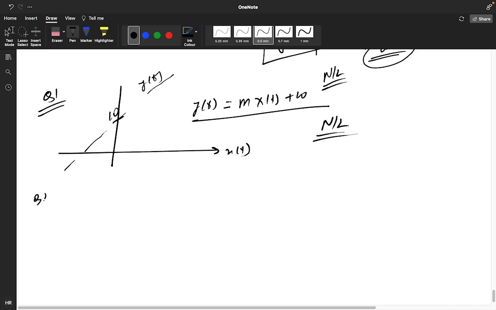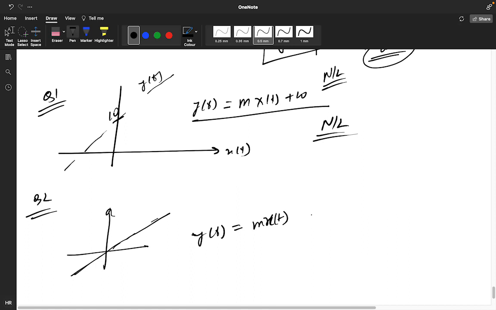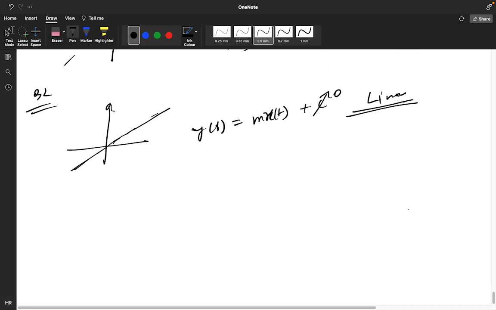So graphically we can say, if you are having a graph like this, then say whether this is linear or non-linear. You are having y of t is equal to mx of t. Is this linear or non-linear? Here c is equal to 0. Linear. This is linear.